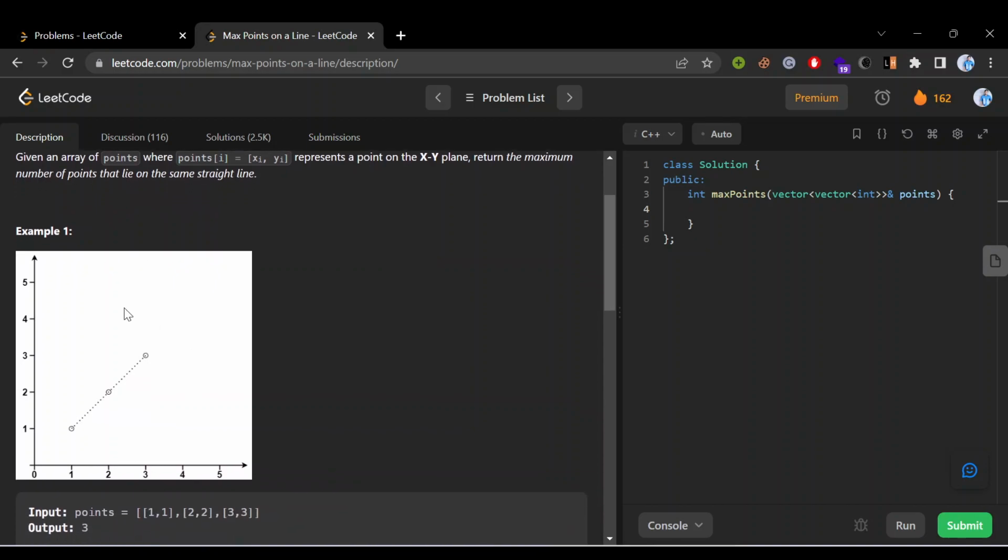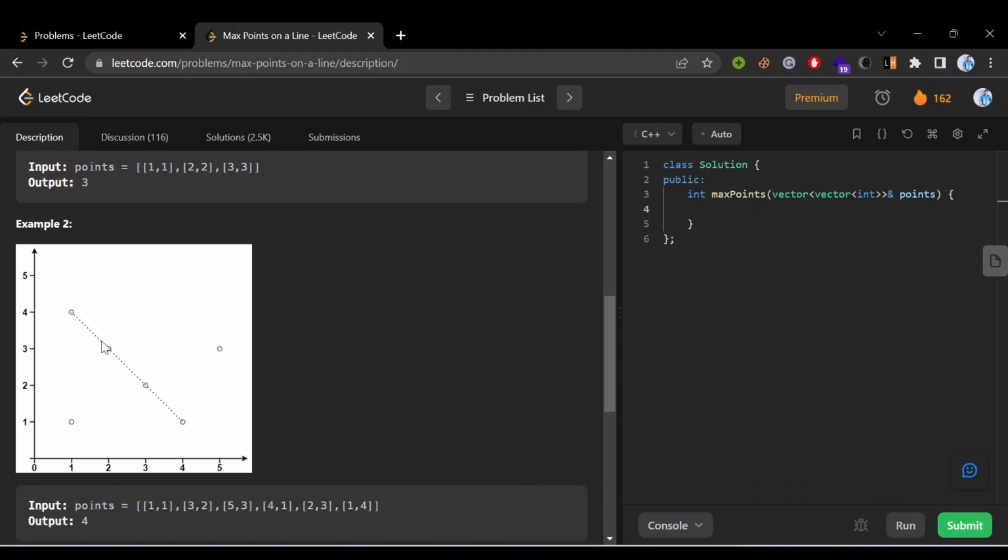Okay, so the question says that we are given some points and we need to connect these points, or look for a straight line after connecting all the points together. And what are the maximum points that we can observe on a straight line? So for example, let's take this example.